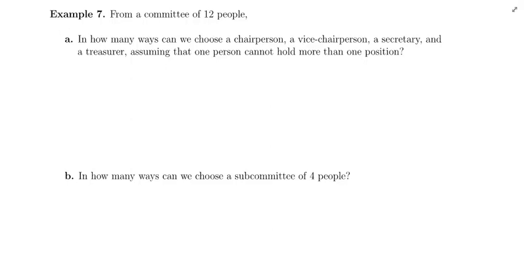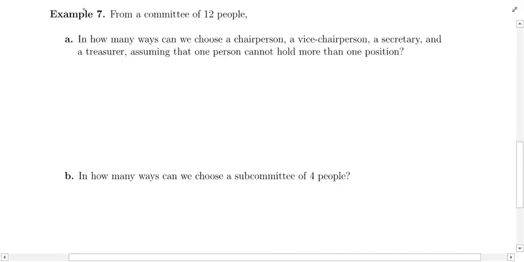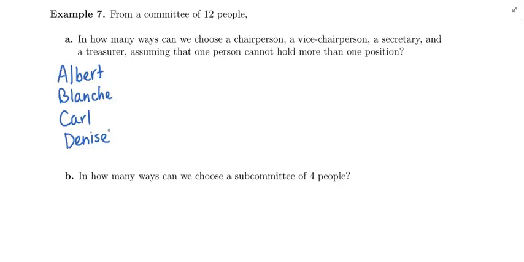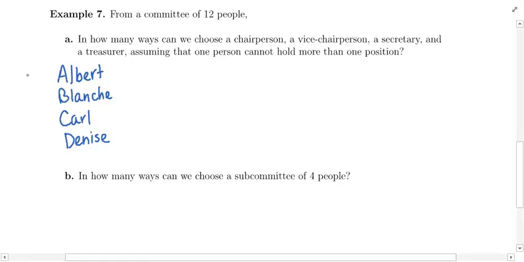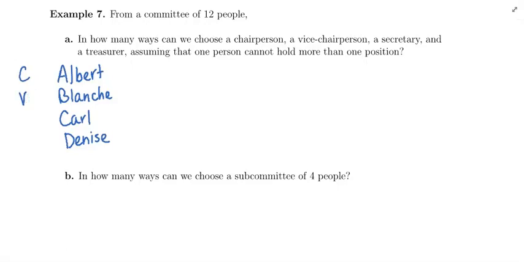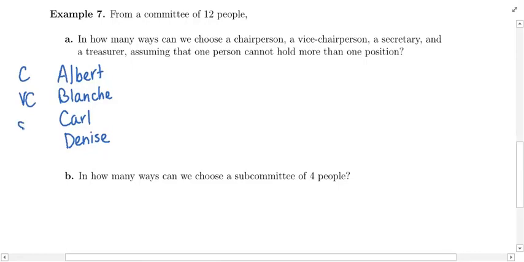I am again going to talk about those people I always bring up. So let's go back to Albert, and then Blanche, and then Carl, and Denise. Those are my buds. So let's say out of the 12 people, these were the 4 people on the committee who were going to hold the titles. So let's say Albert is the chairperson, Blanche is the vice chair, Carl is the secretary, and Denise is the treasurer.